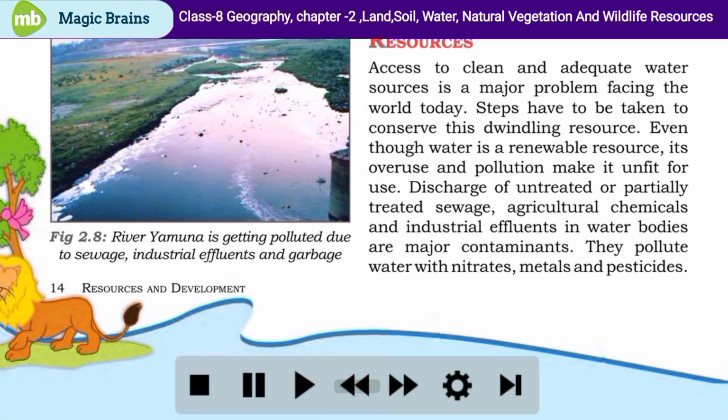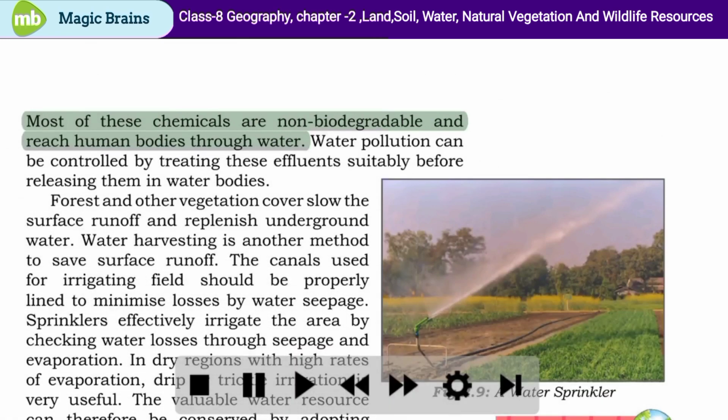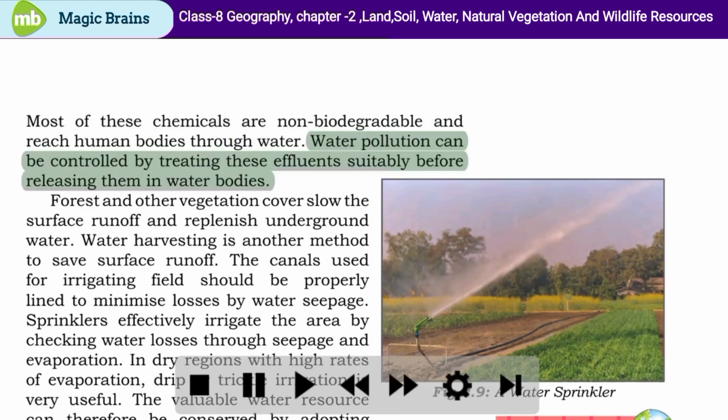At the bottom, there is a figure 2.8, which shows River Yamuna is getting polluted due to sewage, industrial effluents, and garbage. Page number 15. Most of these chemicals are non-biodegradable and reach human bodies through water. Water pollution can be controlled by treating these effluents suitably before releasing them in water bodies.